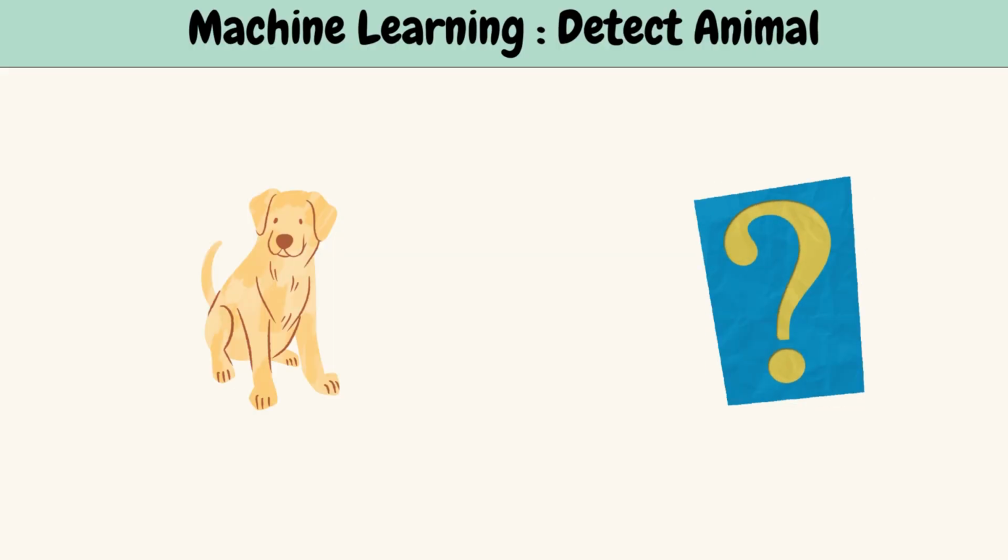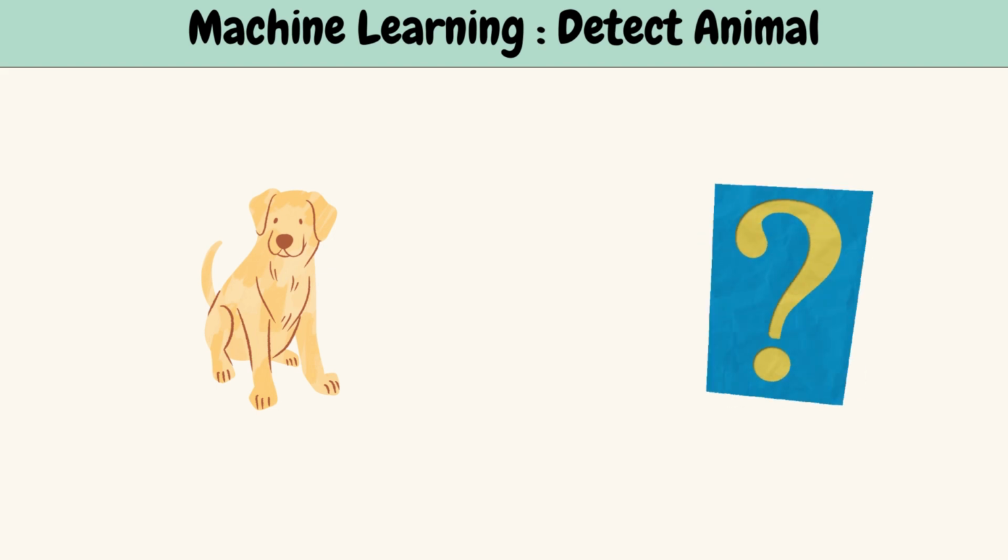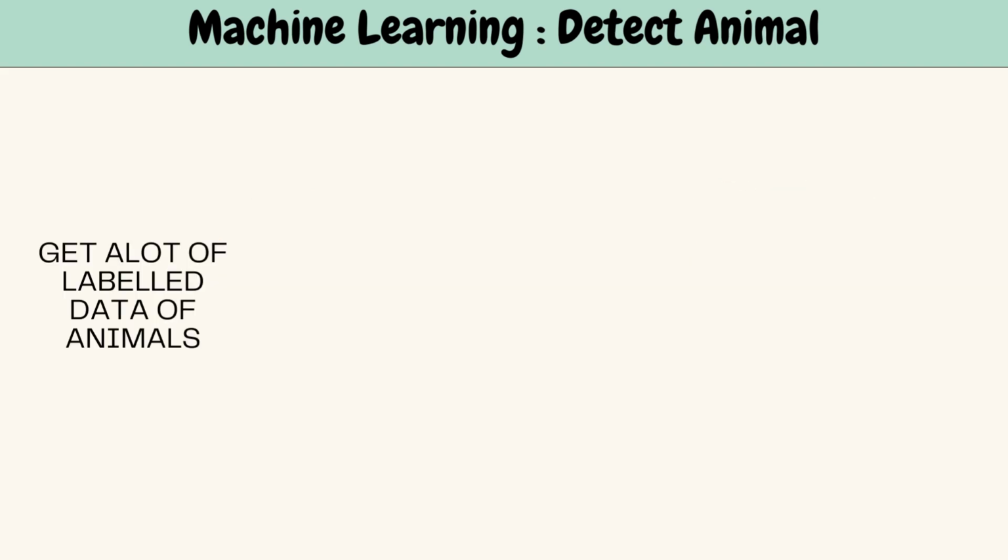Let's say we want to create a machine learning model that detects what animal I am showing. So in this case, if I show it a picture of this dog, I want the model to be able to say, this is a dog. To start, first you have to get a lot of labeled data of animals. As we said, machine learning models rely on an initial set of data that they will use to learn and then be able to predict.